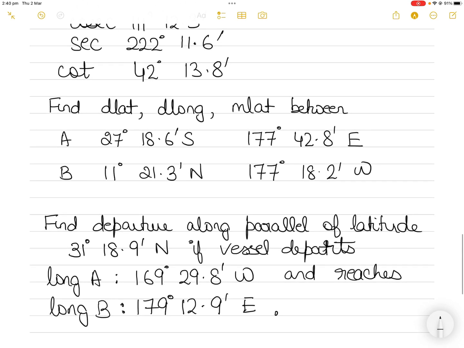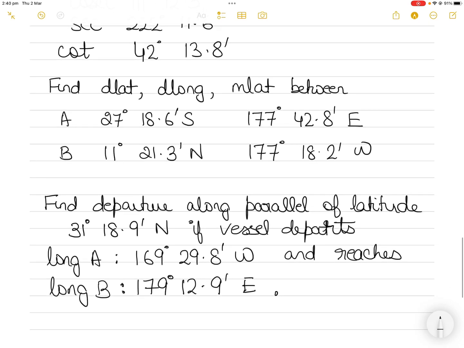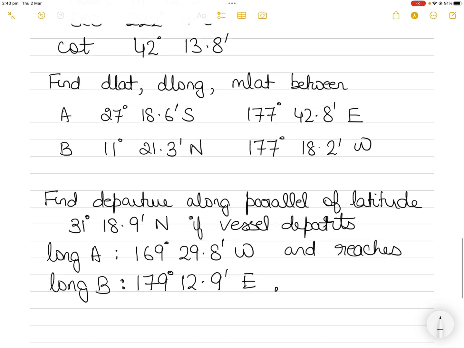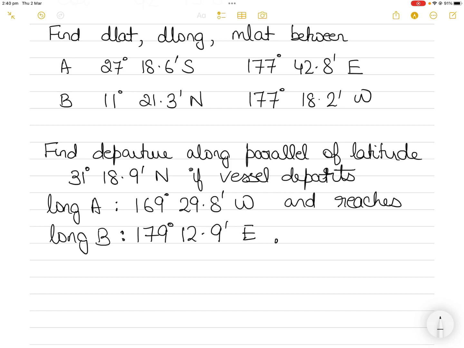Find the d lat, d long, and m lat between position A 27 degrees 18.6 minutes south, 177 degrees 42.8 minutes east, and 11 degrees 21.3 minutes north, 177 degrees 18.2 minutes west. Also find departure along the parallel of latitude 31 degrees 18.9 minutes north if the vessel departs longitude A 169 degrees 29.8 minutes west and reaches longitude B 179 degrees 12.9 minutes east.